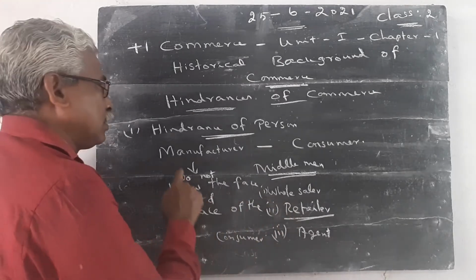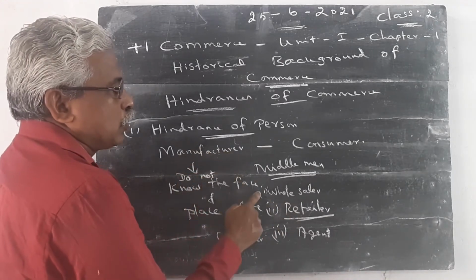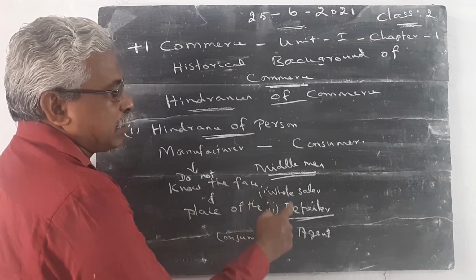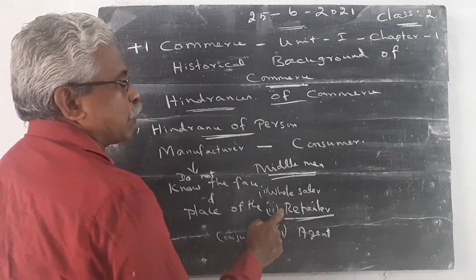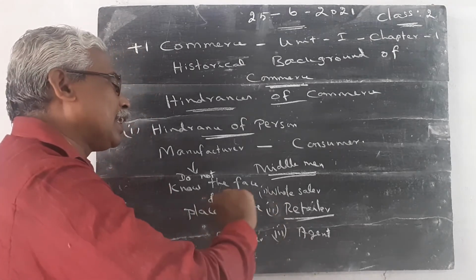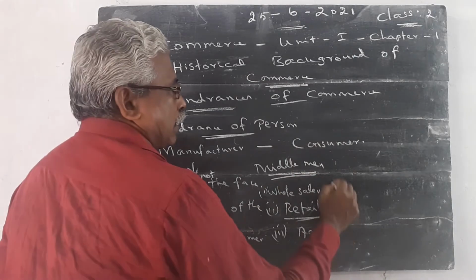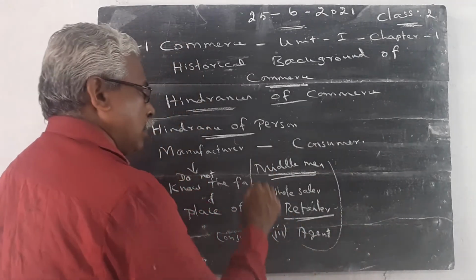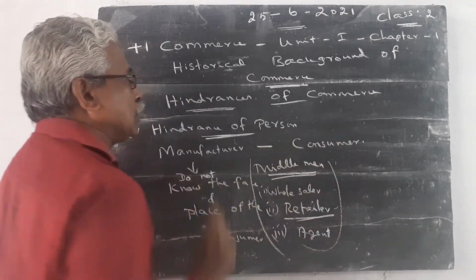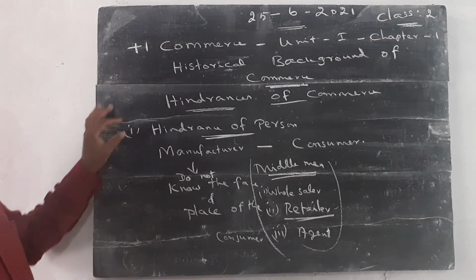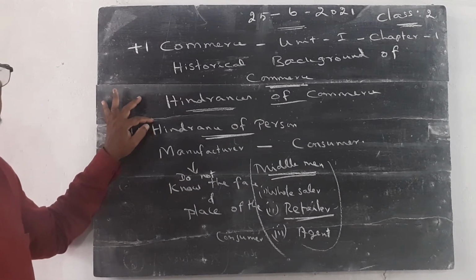Thus the manufacturer sells the product to the wholesaler, the wholesaler sells the product to the agent, the agent sells the product to the retailer. So the retailer has a close contact with the consumer. So through the middleman, the goods reach the consumer. This hindrance is called hindrance of person.